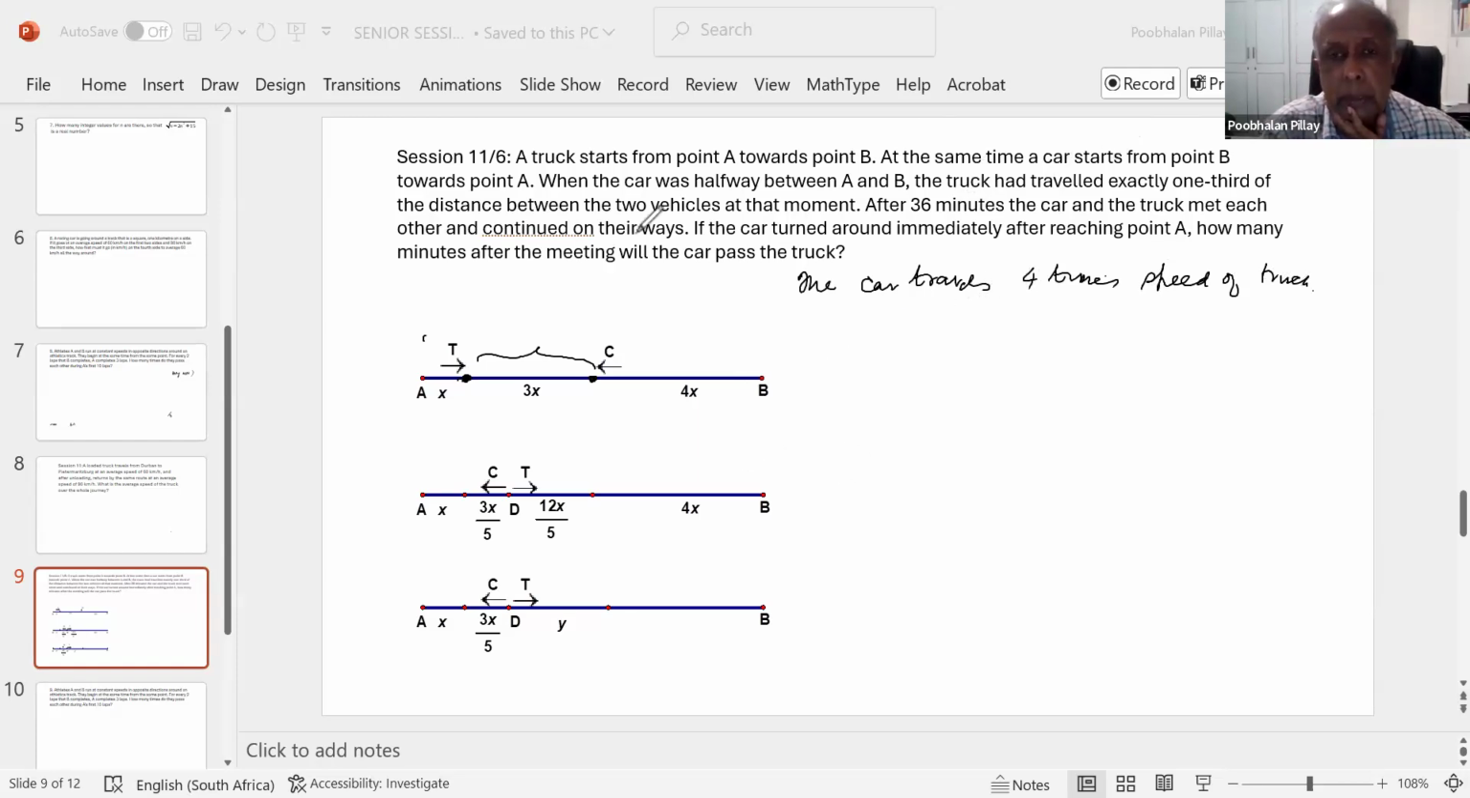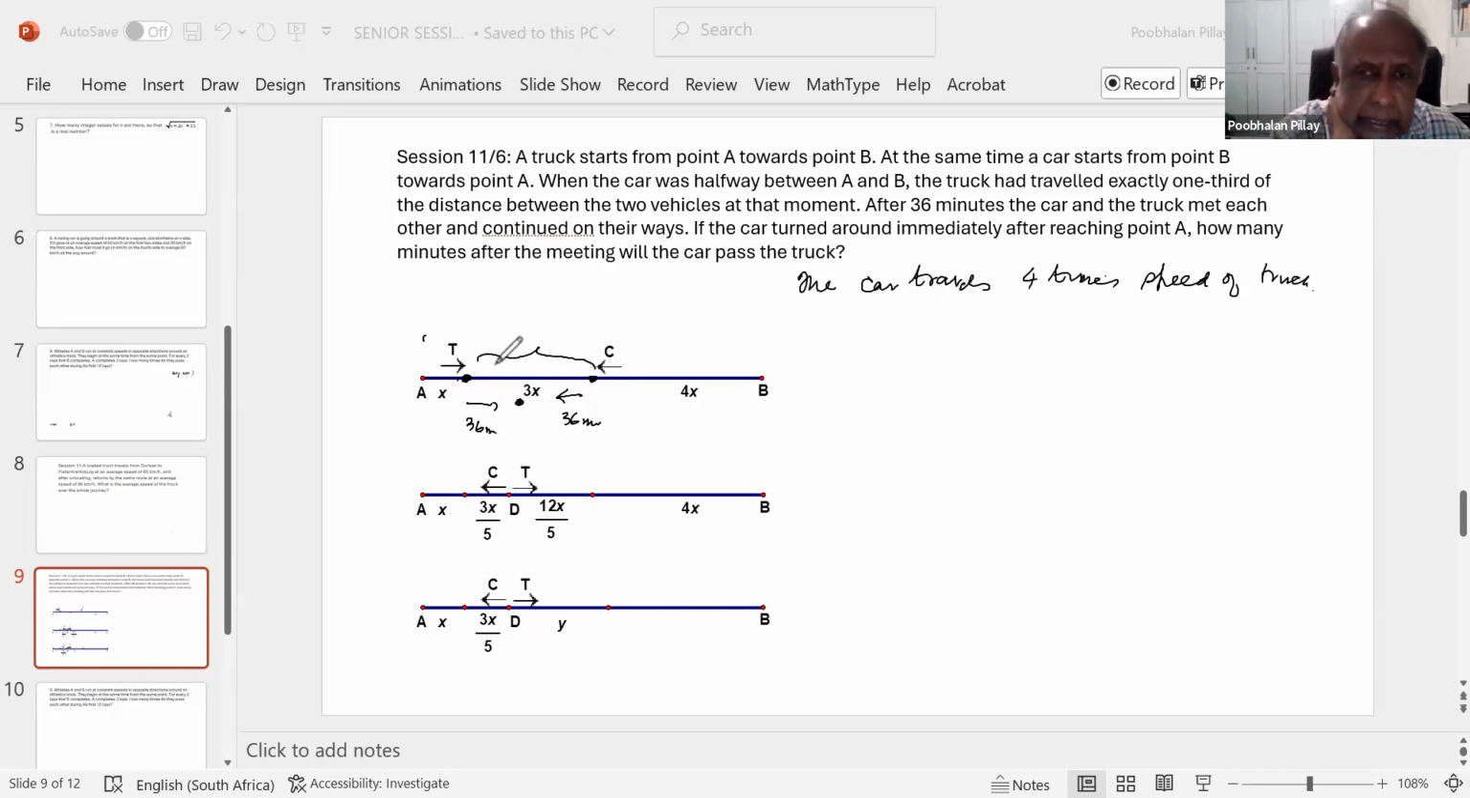Okay, so that's where we are now. After 36 minutes, the car and the truck met each other. So now they continue on their journey. So this car, it's going like this. And from this point here onwards, they both meet. Right. And this is after 36 minutes. Both travel for 36 minutes.